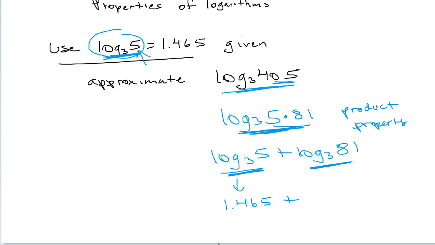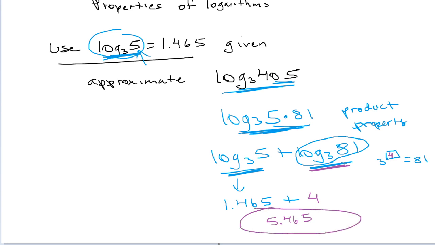So we talked about this in the last section. 3 to the what is 81. Remember, you guys solved this already. 3 to the what is 81. Well, I know that 3 to the something is 81. What's that something? Well, it's going to be 4. So all this right here becomes 4. So when I add these two, I get 5.465. And that's the answer, 5.465.